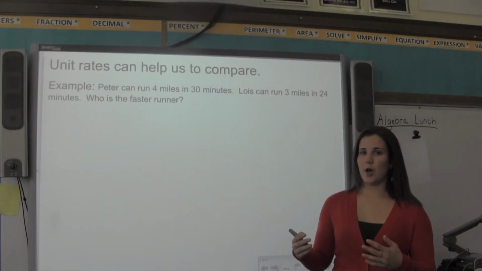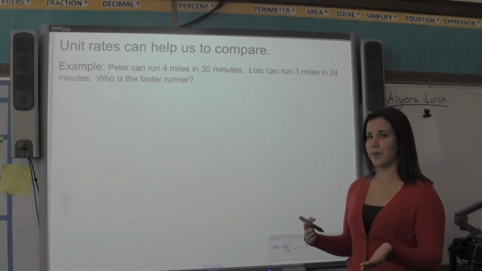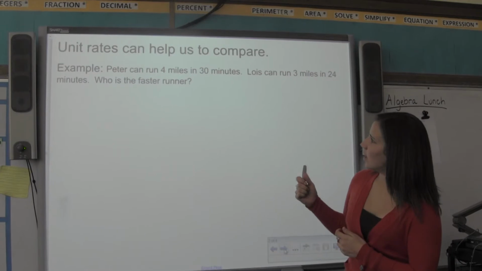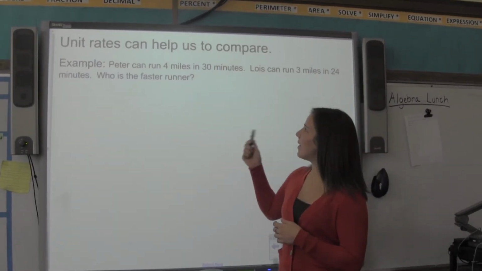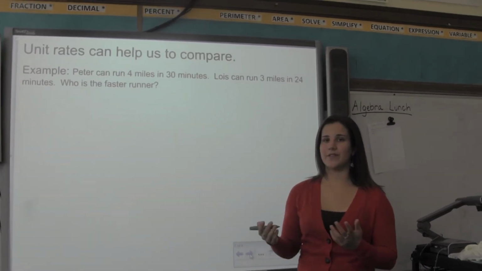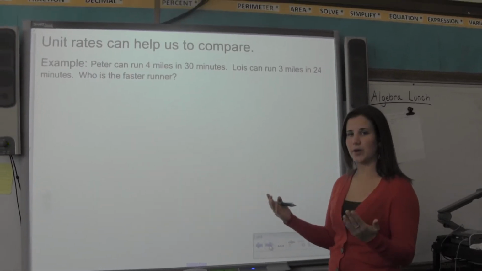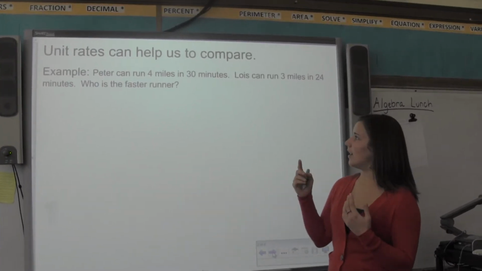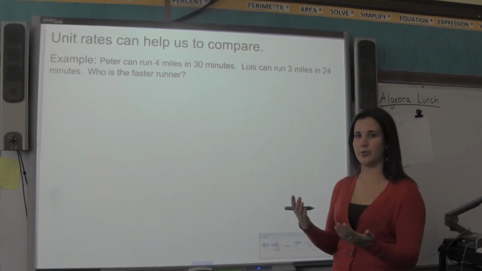So unit rates can help us to compare two items, especially in cost, to figure out which is the better buy. So in this case we're comparing two people that are running. So we have Peter can run 4 miles in 30 minutes, and Lois can run 3 miles in 24 minutes. Who is the faster runner? So I need to figure out how many minutes it takes for each person to run 1 mile, and then I can compare the two runners.